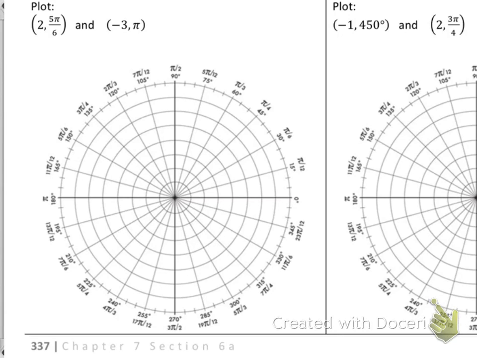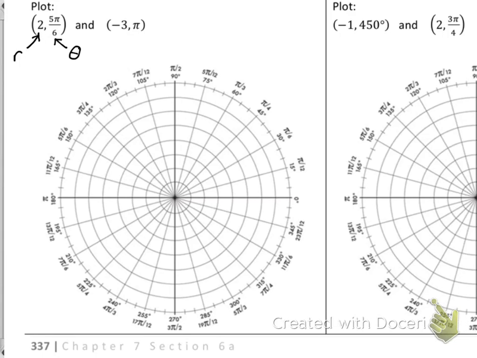So we're going to plot the point 2, 5 pi over 6. That 2 is my r value, which is my distance. And obviously 5 pi over 6 is going to be our angle, or our theta. So how this is going to work: this axis and all these little tick marks are the length of our point. So our length right now is 2.